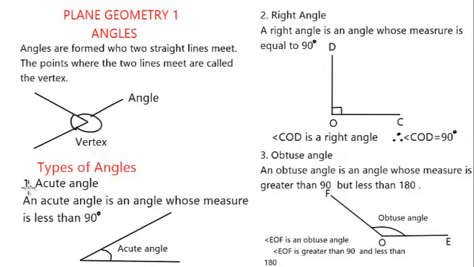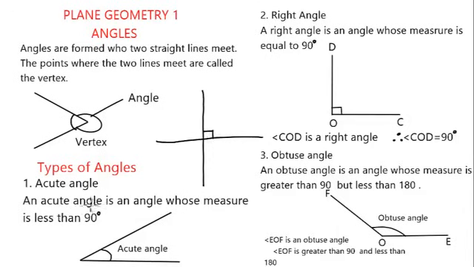Now we are starting with the acute angle. An acute angle is an angle whose measure is less than 90 degrees. Now let's consider this XY plane. This line and this line form an angle of 90 degrees over here, and so we put this sign. This sign means that the angle here is 90 degrees.